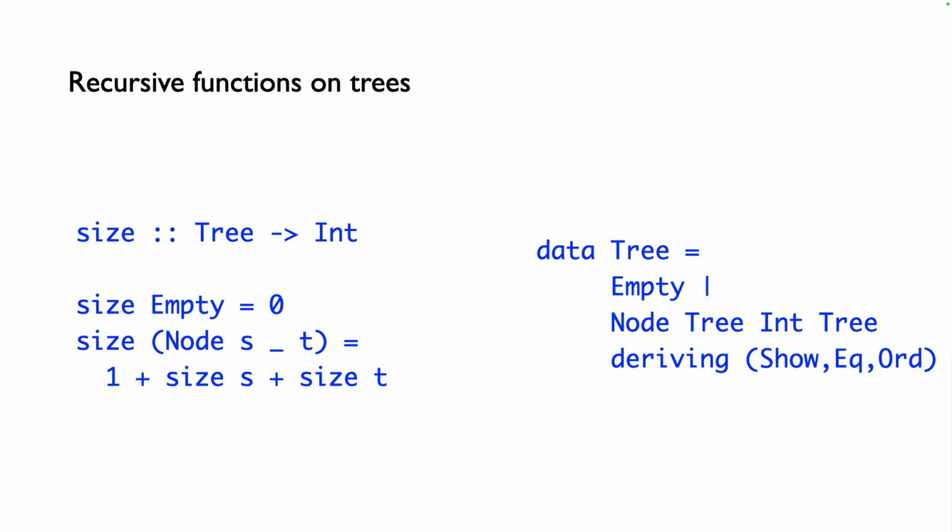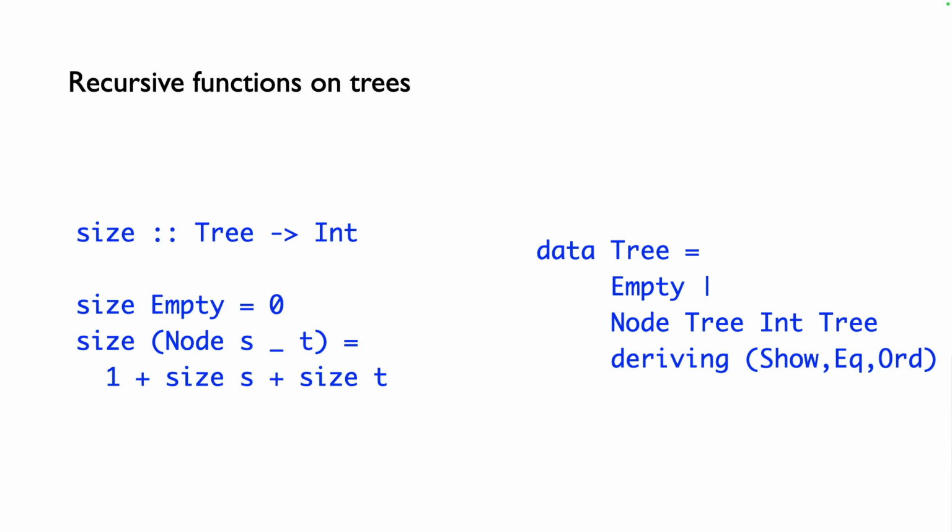Now, what about defining recursive functions on a tree? Suppose we want to count how many nodes there are in a tree, and we call that the size function. So if we apply size to empty, we'll get the answer 0. There are no nodes there. If we apply size to a node with a left subtree S and a right subtree T, well, what do we do? How many nodes are there?